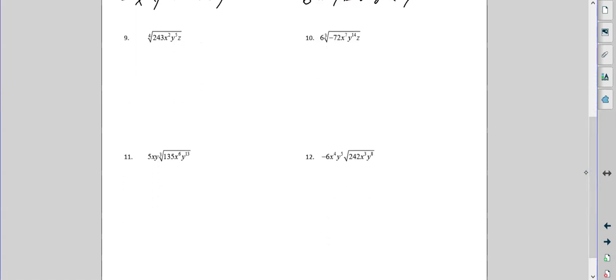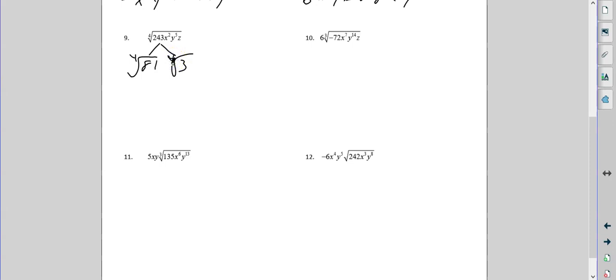Fourth root of 243. Well, 243 is not on there, but 243 divided by 81 is 3. So this is going to be 81 and 3, fourth root. Keep practicing.